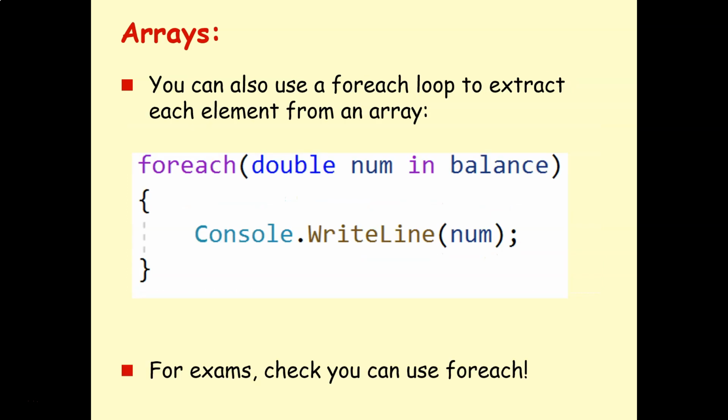Nice and easy. I can also use a foreach loop, which is a little bit neater. So foreach double num in balance, Console.WriteLine num. It just goes through your array, takes out each element value, stores it as num, and then in this case prints it. For exams, please check if you can use foreach. Some exam syllabuses tend to prefer for loops being used. If you use a foreach, you may not get credit. So please check with the syllabus or your teacher.